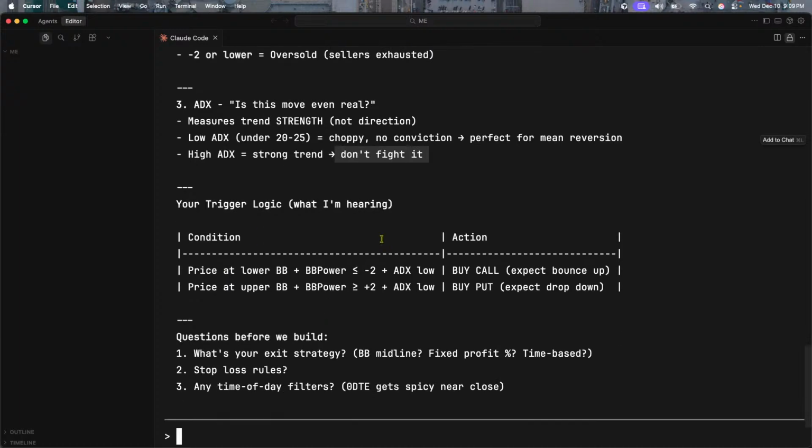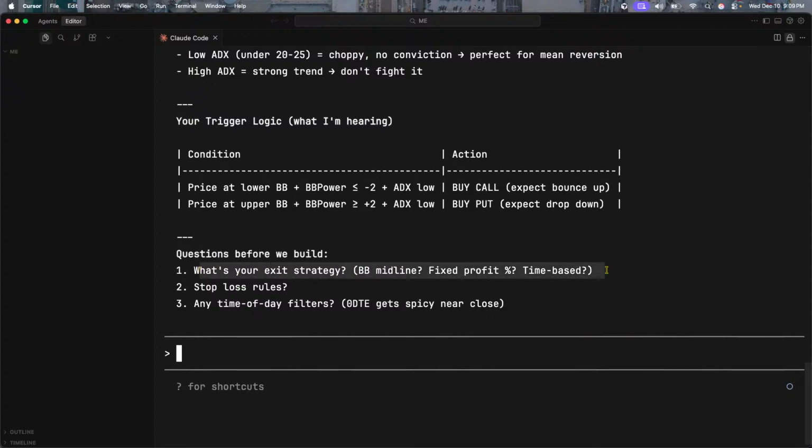So our logic, I'm hearing, and that's kind of crazy because you're reading, but all right, I'll buy into it. Price is at the lower Bollinger Band, plus there's buying power, plus ADX is low. We're going to buy a call. We're expecting a bounce up. And then for the inverse, the price at the upper band, plus there's selling power with low ADX, we're expecting a drop, and then we're going to buy a put.